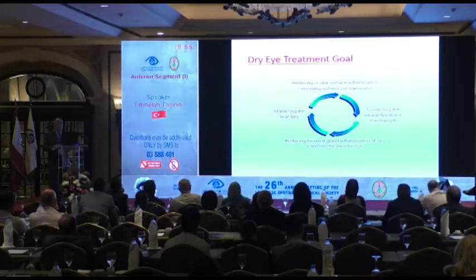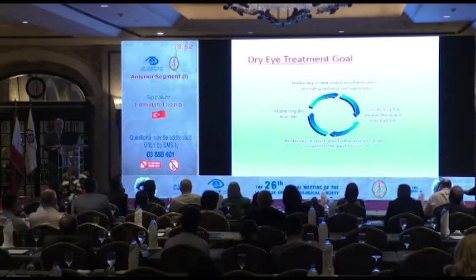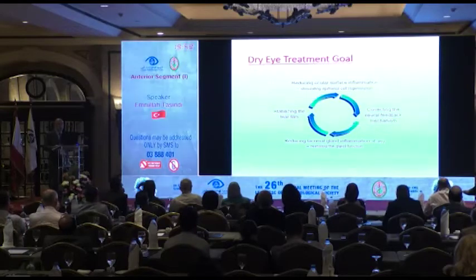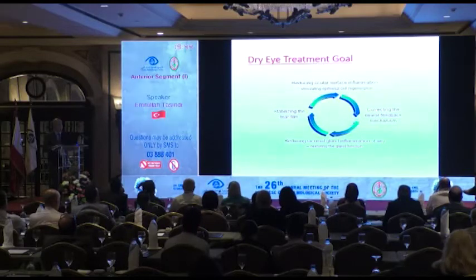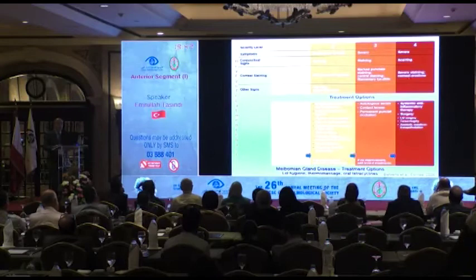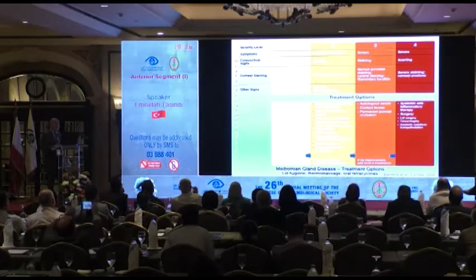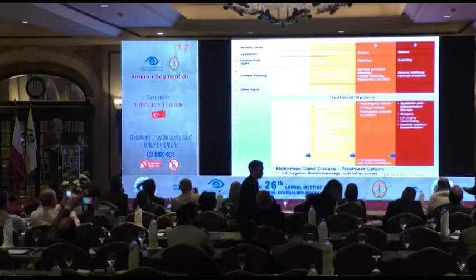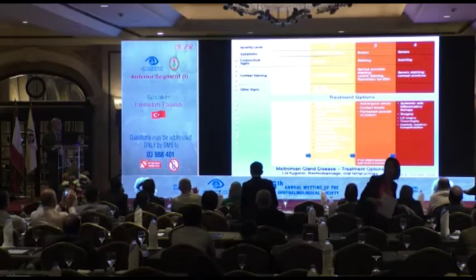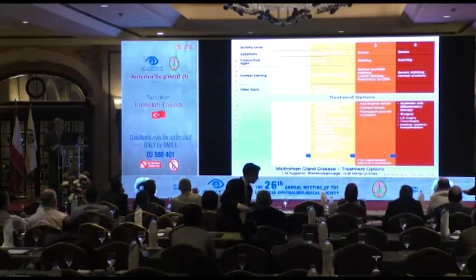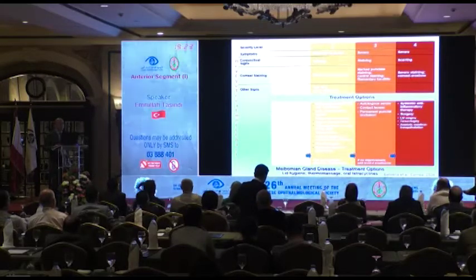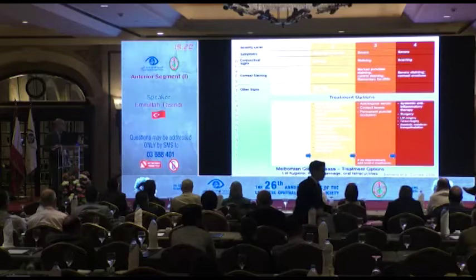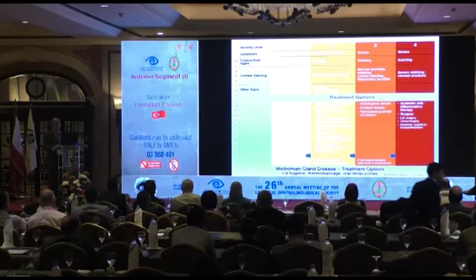In the treatment, we have to first reduce the surface inflammation. We have to correct the neural feedback. We have to reduce lacrimal gland inflammation in order to stabilize the tear film. When we look at DEWS 1 and DEWS 2, the stages and the treatment options don't change; they are all the same. But the difference is we don't have to follow all the stages one after another. If we see a combination or mixed type of dry eye, we have to choose any treatment option which is beneficial for the patient.